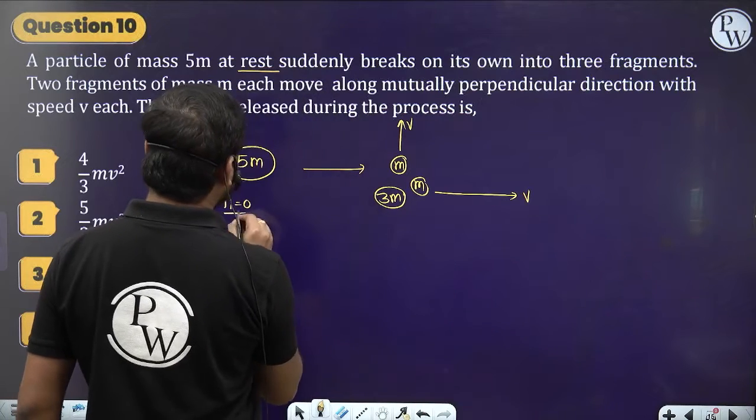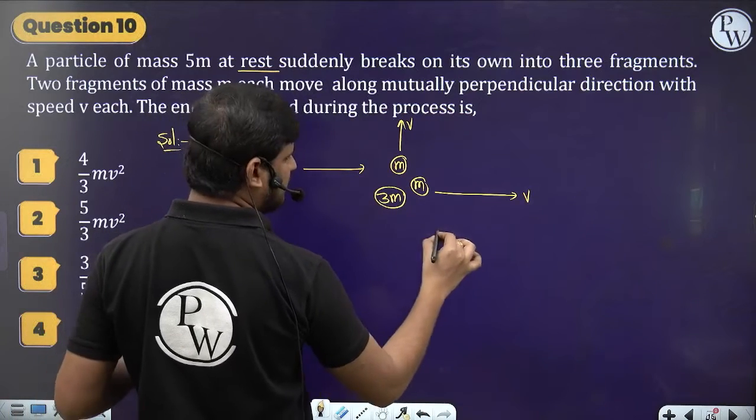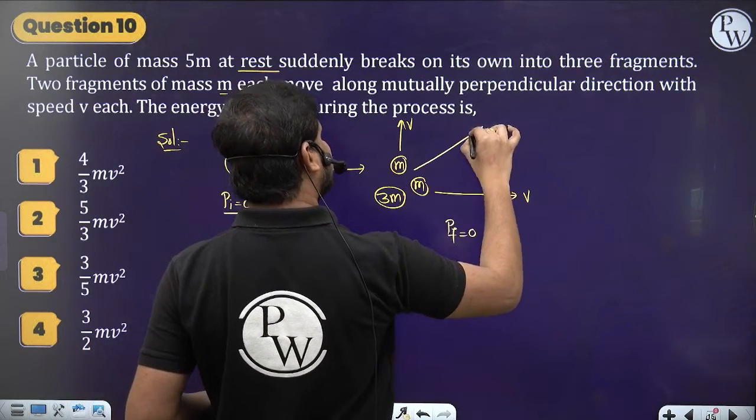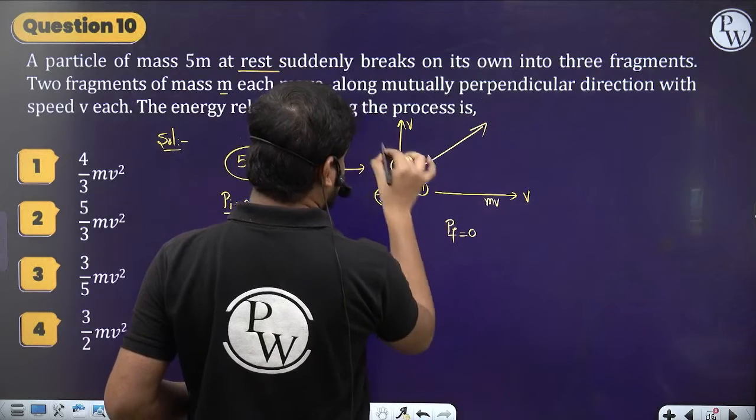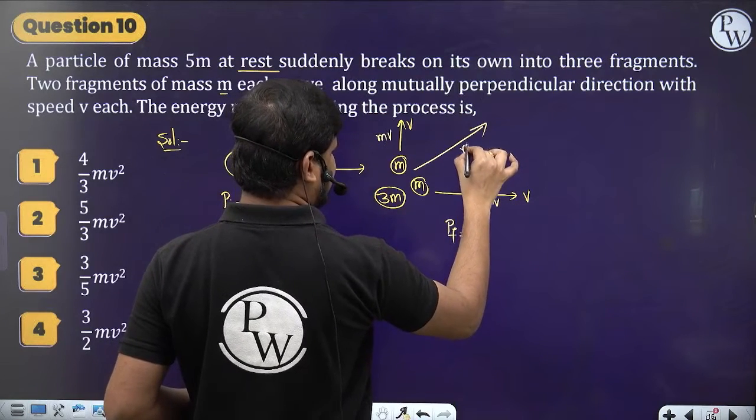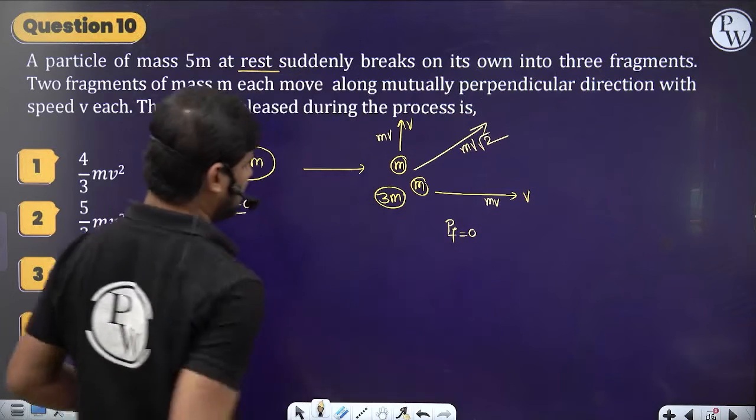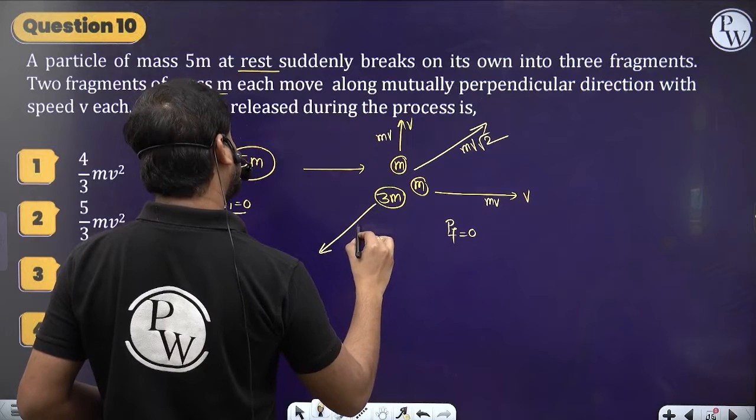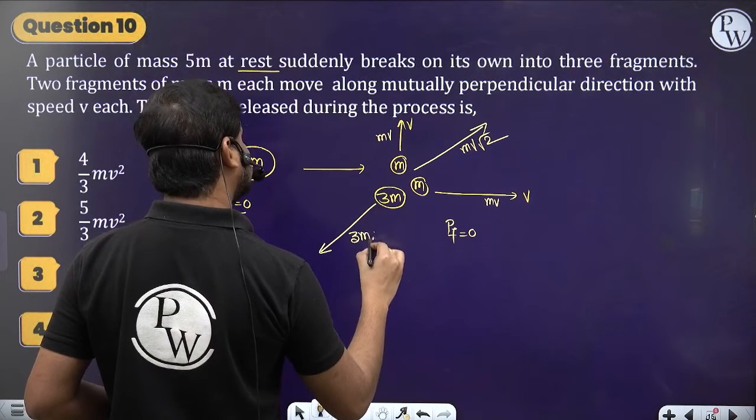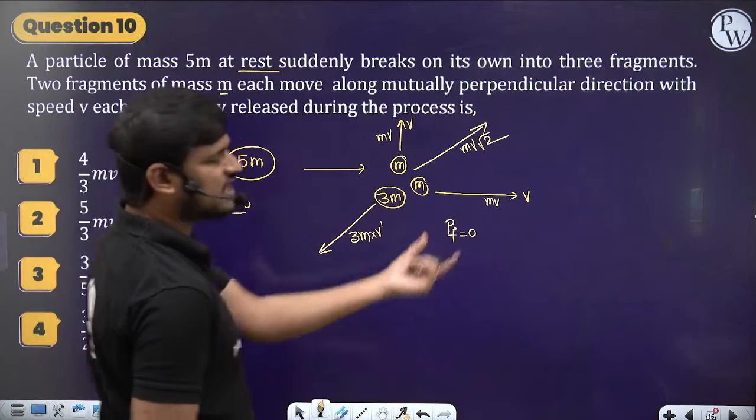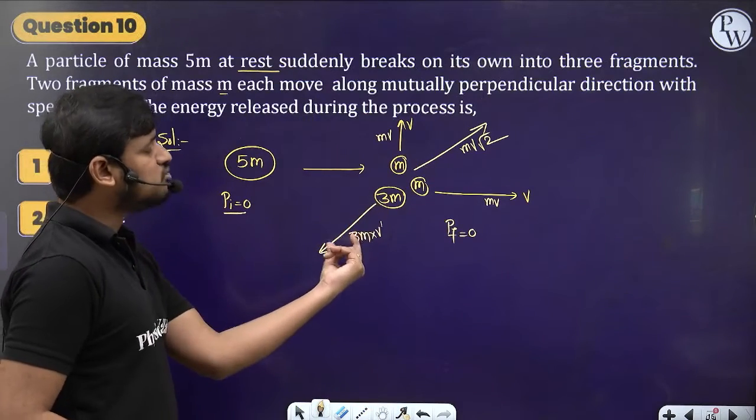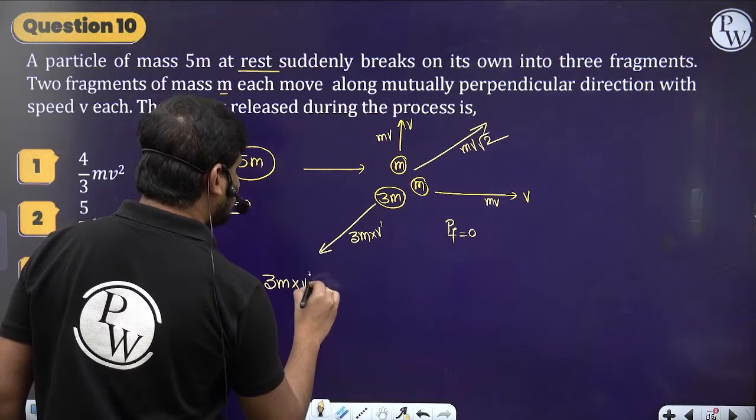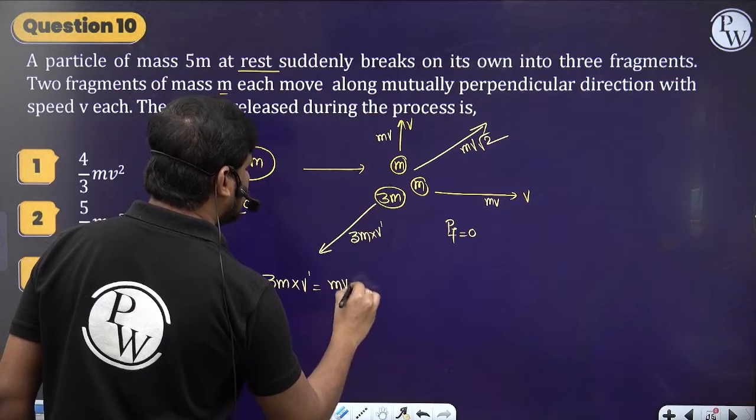Initially it is at rest, so momentum is 0. There is no net force acting on the body, so the final momentum should also be 0. Here the resultant of these two momenta, each mv, will be mv root 2. Let the velocity of the third mass be v dash. Then its momentum is 3m into v dash, so 3m v dash equals mv root 2.